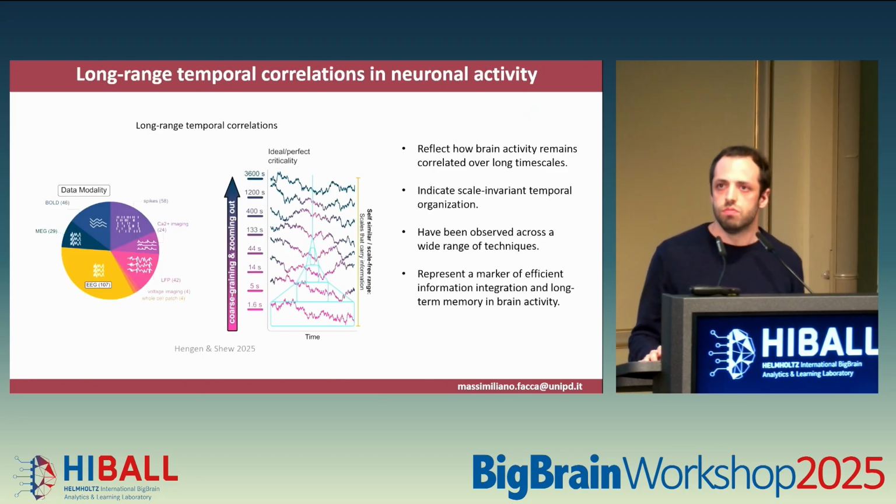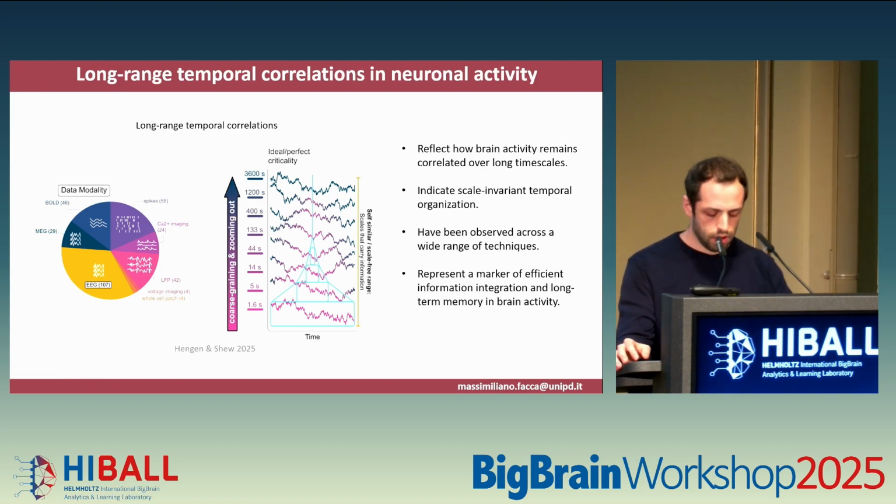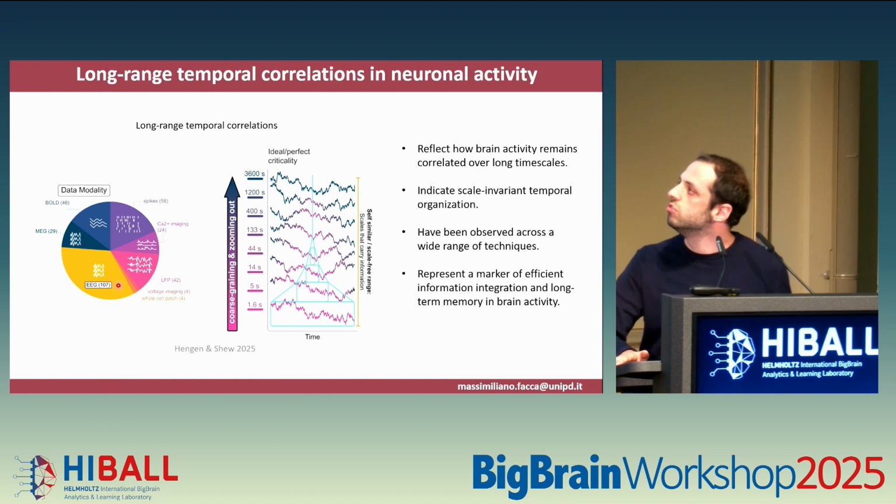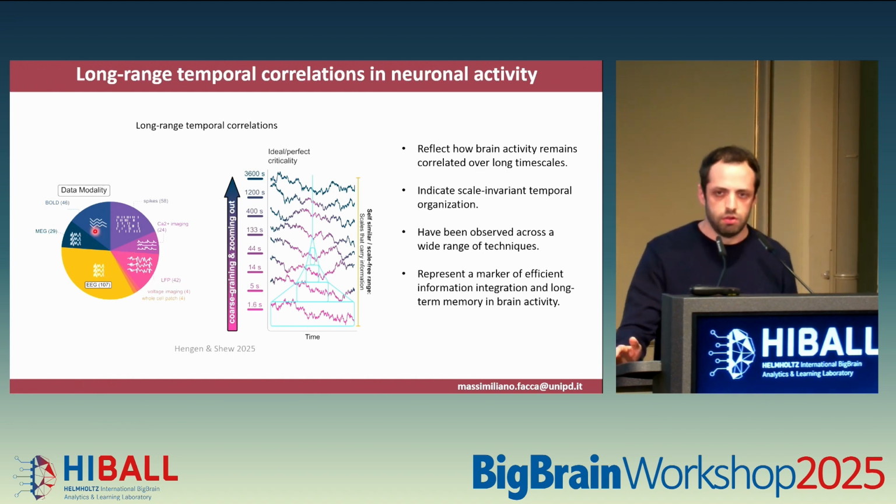Now, one of the most striking features of spontaneous activity is long-range temporal correlation, which basically reflects the scale-free architecture of brain functional activity, and they have been observed, as you can see here, across many modalities, from EEG to calcium imaging and resting state fMRI. Now, there are at least two reasons why they could be related to glucose metabolism.